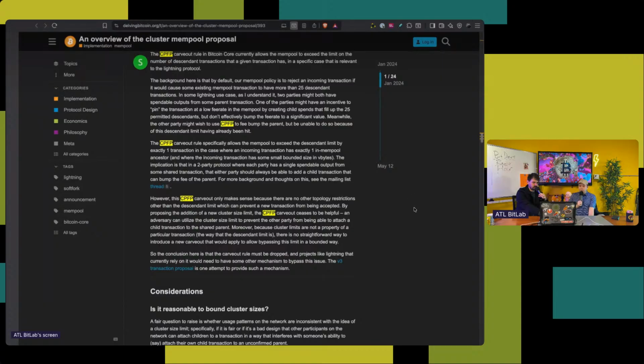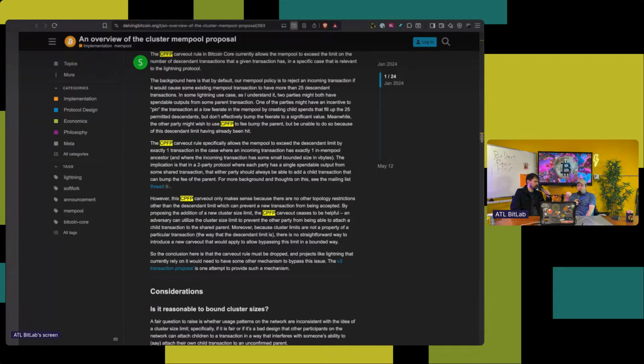The CPFP carve out rule, in my opinion, is one of the grossest policy features of Bitcoin. It feels very hacky to have this special rule of how to process or allow certain transactions just for this one tiny, very specific case for Lightning. So the fact that we no longer have the CPFP carve out is good.